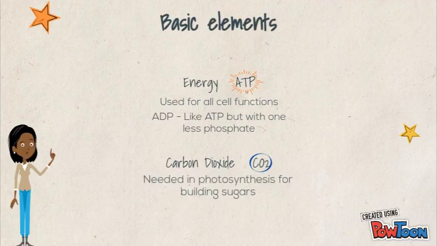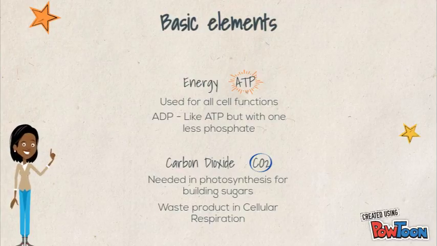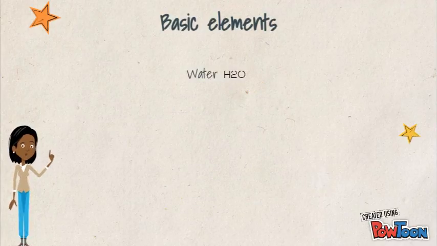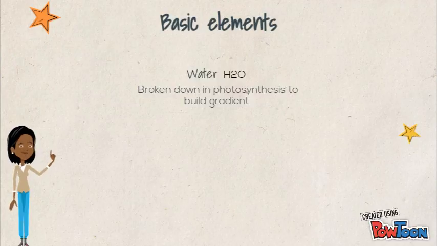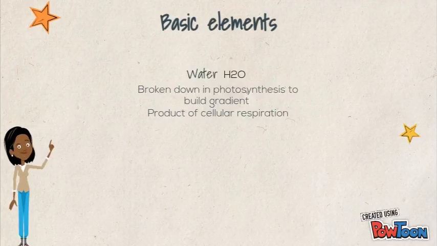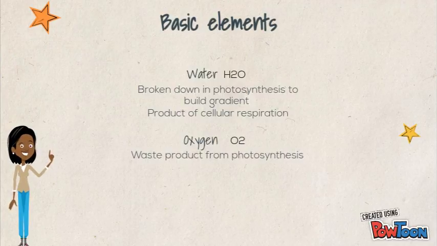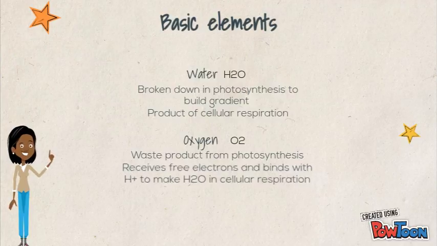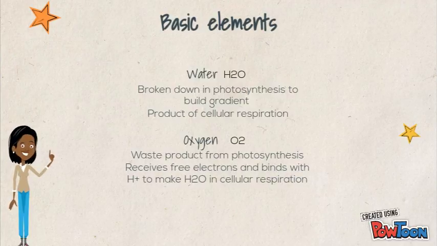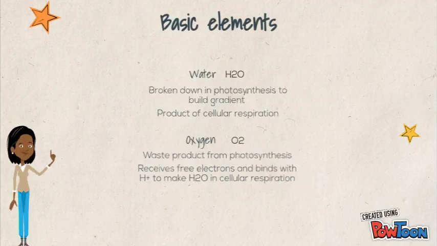Carbon dioxide is used in photosynthesis to build sugars. It is produced during cellular respiration, where it is a waste product. Water, or H2O, is essential to photosynthesis because it helps build a gradient of hydrogens, which we will look at later. It is another waste product in cellular respiration. Photosynthesis's waste product is oxygen. Cellular respiration uses this to receive free elements and to make water molecules.